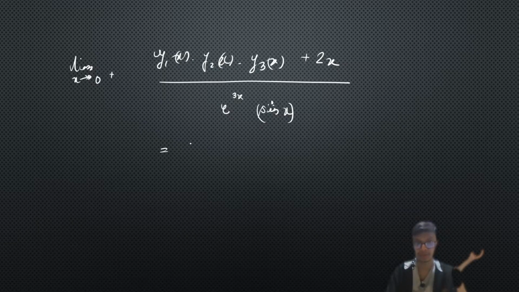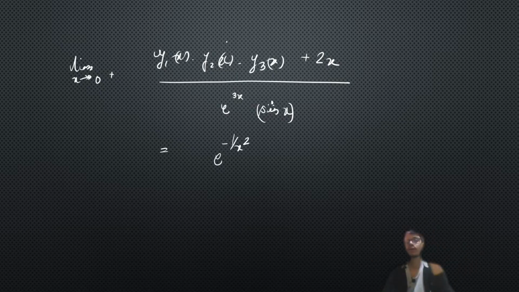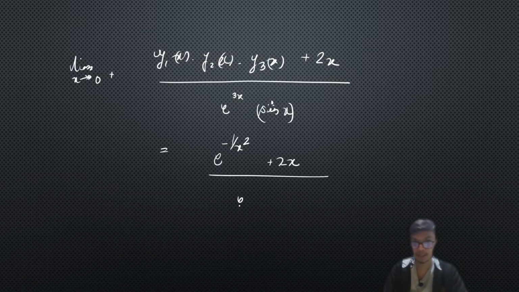If you calculate this limit, it is going to be e to the power minus 1 upon x square, because when you multiply, the exponents get added. Then the common things get cancelled out, so it is e to the power minus 1 upon x square plus 2x divided by e to the power 3x into sine of 2x. And then you can easily solve this on your own.